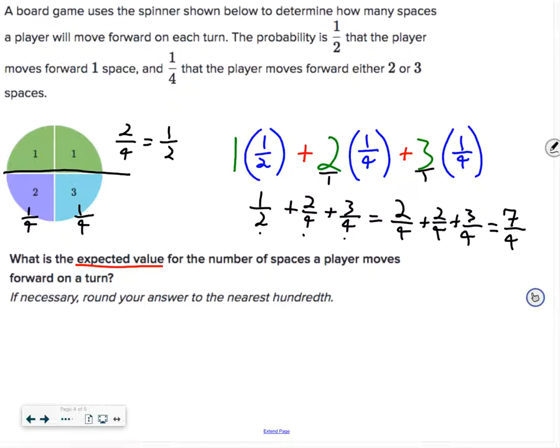So my expected value, if I think of this as a decimal, is going to be 1.75. So that's the expected number of forward spaces that I would be able to move. Obviously, I'm never going to get exactly 1.75 spaces because I can't move 0.75 spaces in a game. But overall, my expected value for each turn is 1.75. It can be really useful in games of chance. So let's look at one other example here.